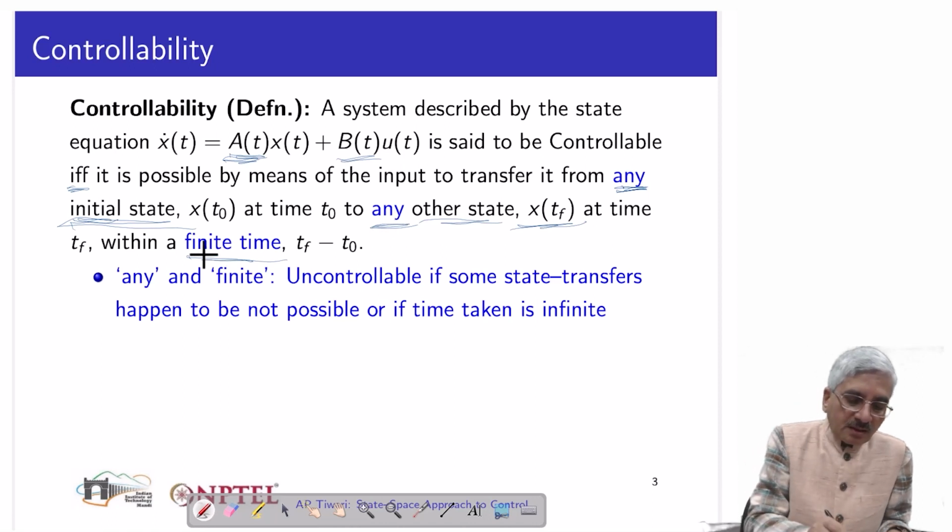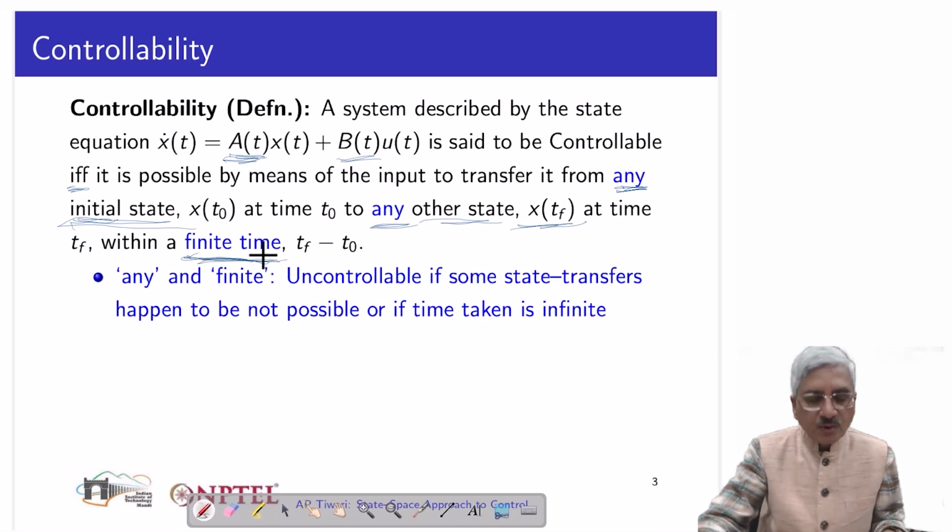Another thing is that the time involved for achieving the state transfer should be finite. Then only the system will be treated as controllable. Otherwise, if the time taken is infinite, it can be large, but it cannot be infinite. So if the time taken is infinite, the system will be considered as uncontrollable.